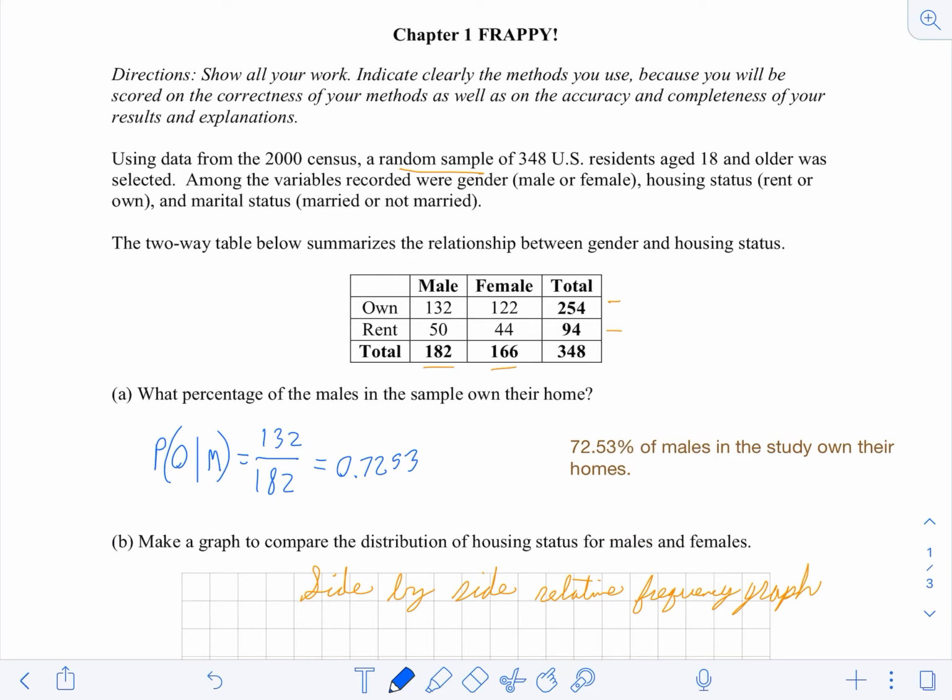As always, you do want to add a sentence at the end of each question to show an understanding.